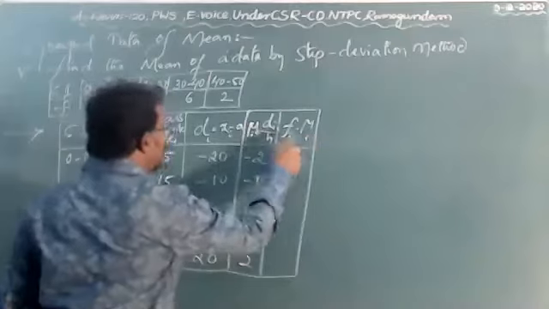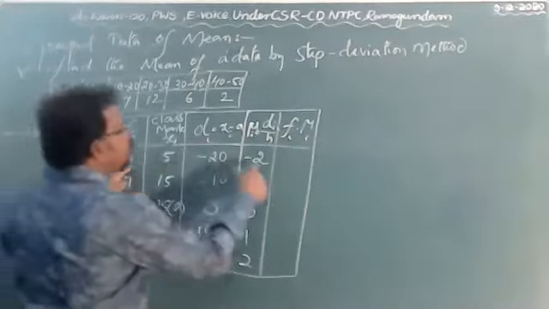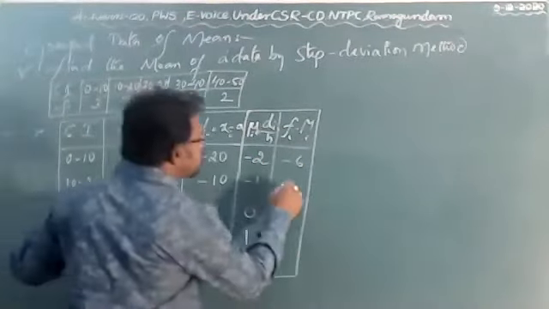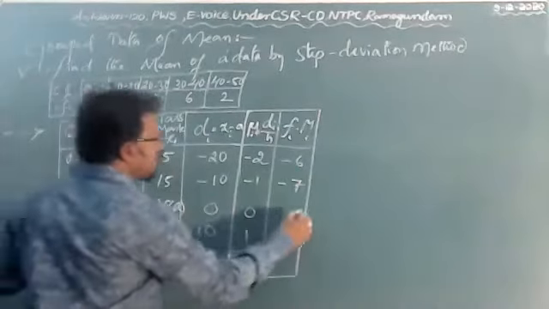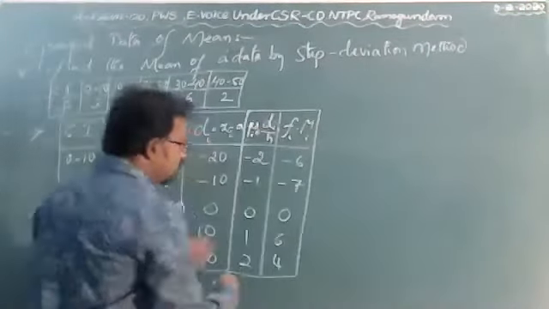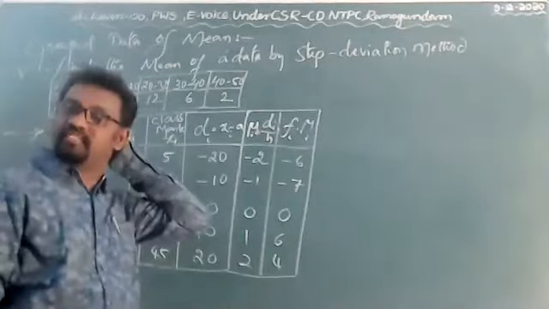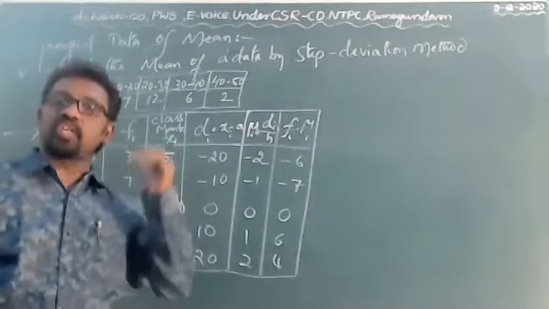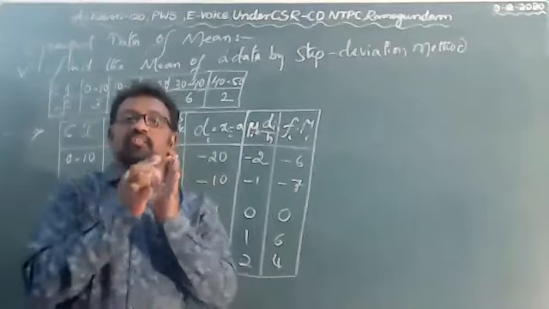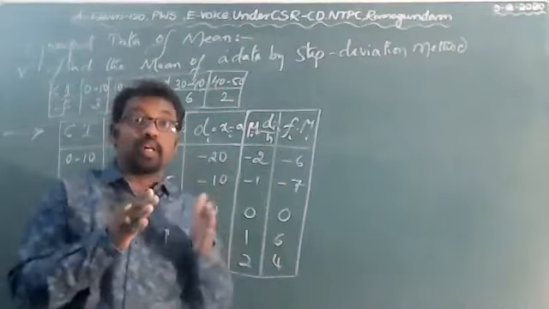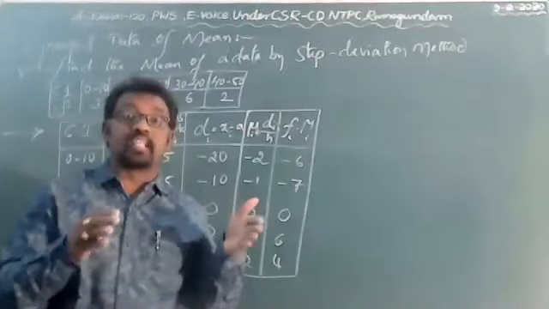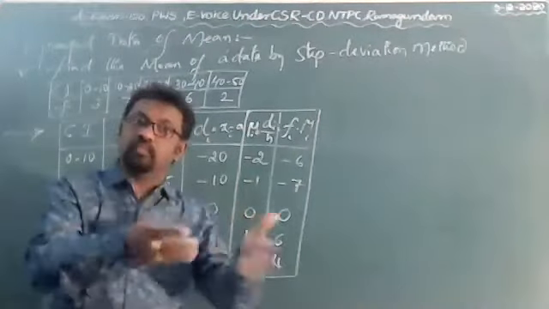Now f into mu: this is f, this is mu. 3 2s are 6, minus 6. 7 1s are 7. 0 into something is 0. 6 1s are 6. 2 2s are 4. See, single digits you got. Very easy calculation, you can see only in step deviation method. In the direct method, a little bigger number, 720 I think. In the previous assumed mean method, you got minus 30 something. Here you will get less than that.